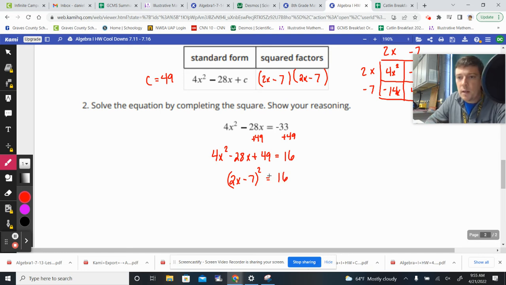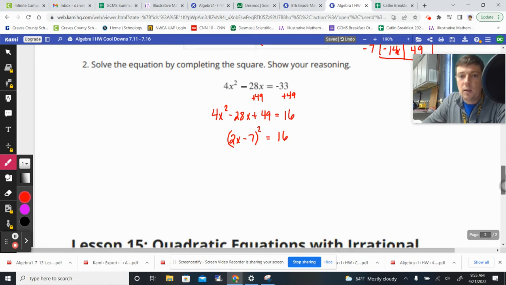So we are one step away from having our two equations that are going to solve this for us and tell us the two places that it crosses the x-axis. Once we get to this point, we're going to write the square root of this, which is 2x minus 7, equals a possible square root of this, which is 4. And then the other way that we could have gone was 2x minus 7 equals the other square root of 16, which is negative 4. And these two equations solved are going to be our answers whenever we get x by itself.